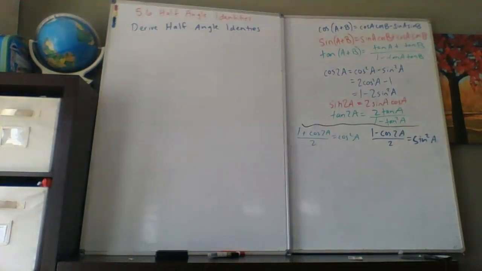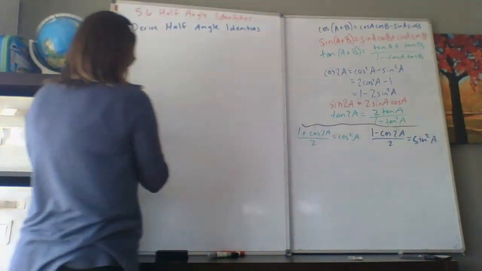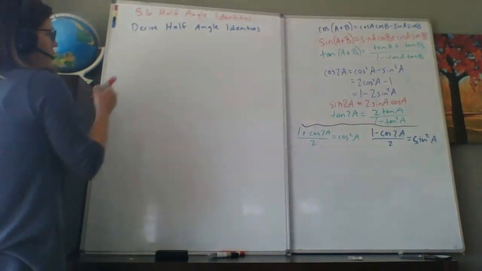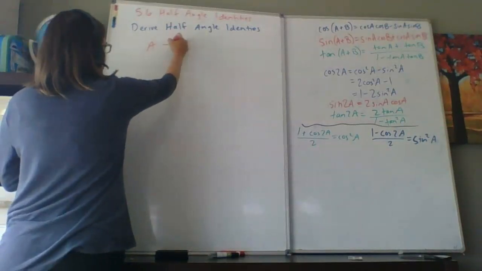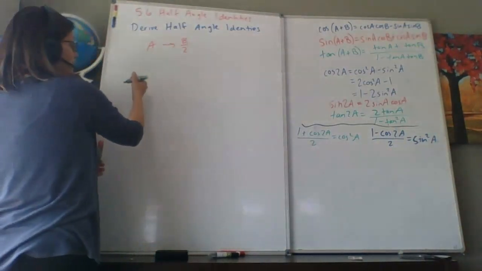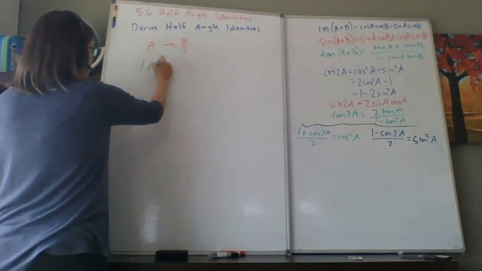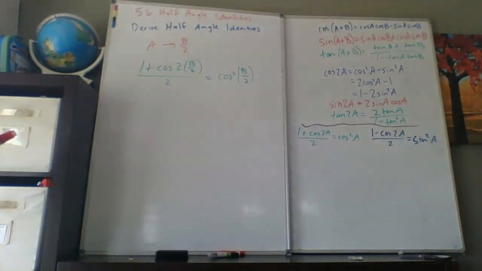Now let's derive the half-angle identities using the power-reducing identities, but what we're going to do is replace a with b over 2. So for the cosine power-reducing identity, we're going to replace a with b over 2. We get 1 plus cosine of 2 times b over 2, all of that over 2, equals cosine squared of b over 2.